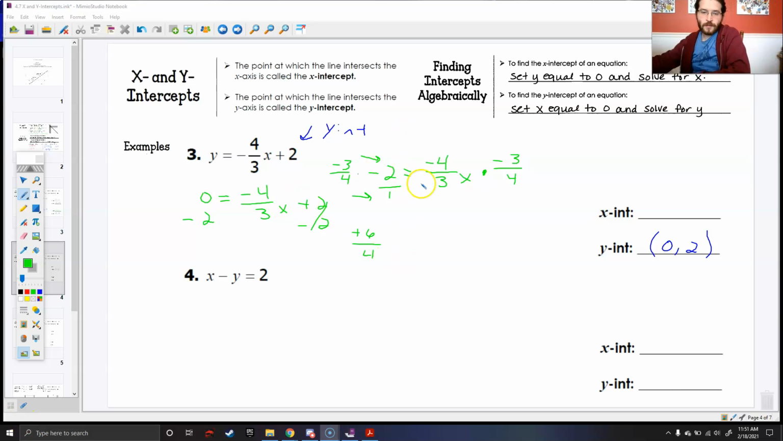Sorry about that. That was a weird little error. So anyways, this reduces to 3 over 2. So this is going to get 3 over 2, comma 0. Not always going to have a whole number.